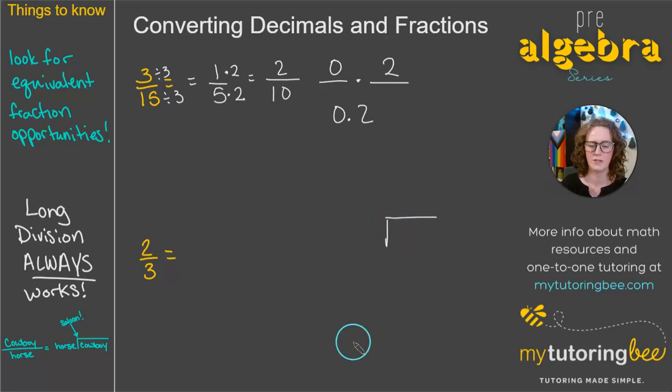Let me write it over here. The division bracket as the saloon. The cowboy can go inside the saloon, but the horse has to stay outside. So just a cute way of remembering which numbers go where when you're dividing.